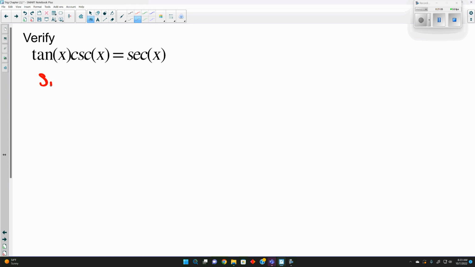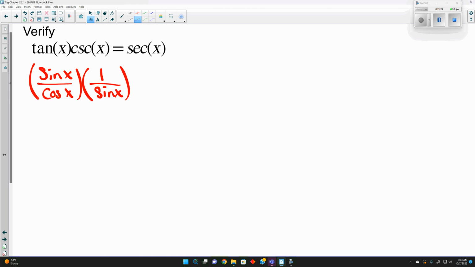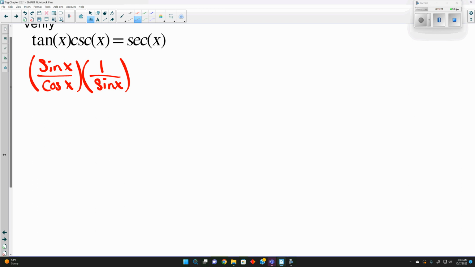Yeah, so tangent is sine of x over cosine of x, and this is being multiplied. Well, cosecant is 1 over sine of x, yes? Which is? That's it.